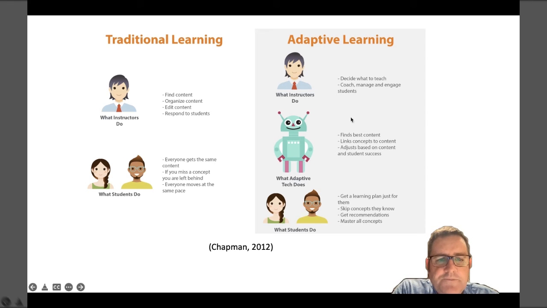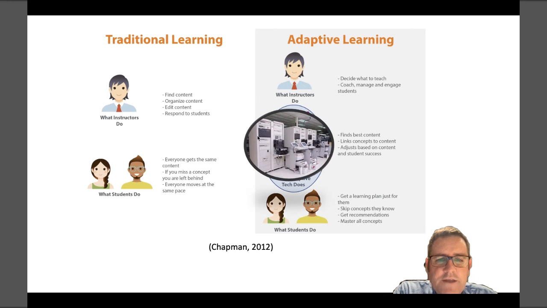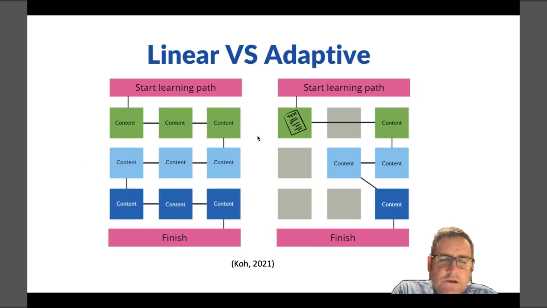On this side, what we've got here is the computer dude, Mr. Artificial Intelligence, or Madam Artificial Intelligence, who links the concepts to content based on the contents the students want and their success. A very big difference between those two sides of the page. It might not look like that. It's going to look more like this, a computer system. Okay. And another way to look at it is maybe just comparing the traditional linear versus adaptive education processes.